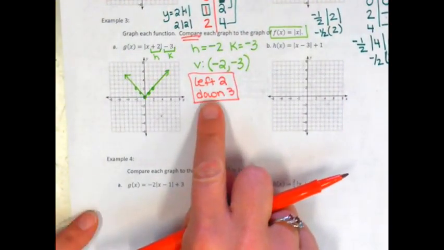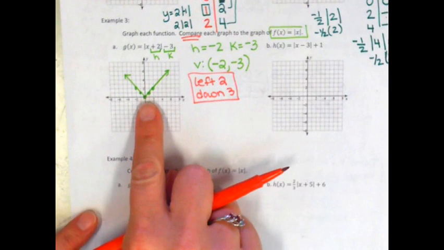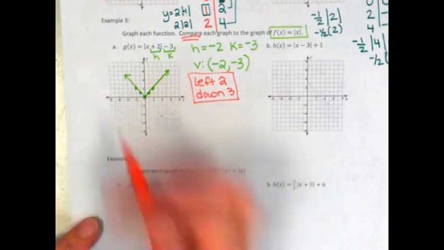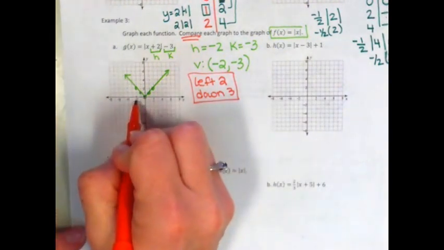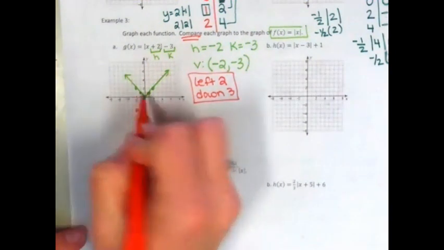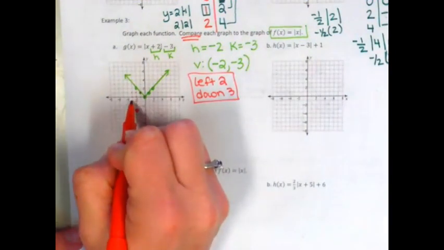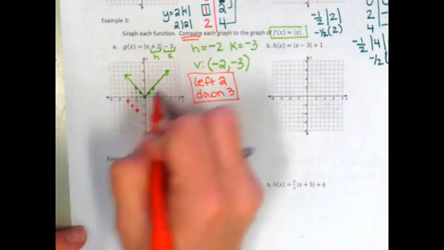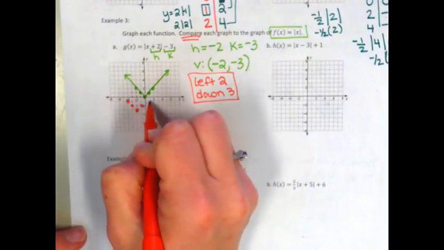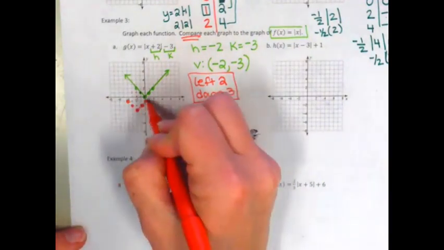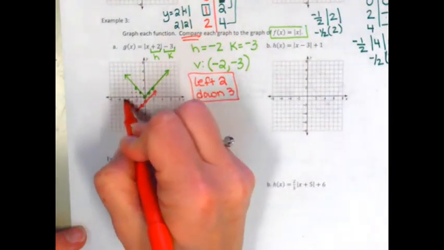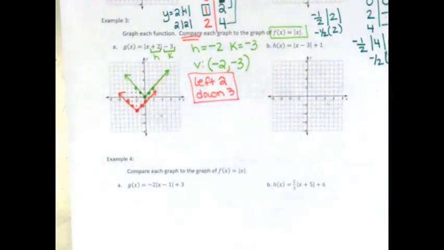Okay, so now, can we just count left 2, down 3 to every point? Yeah. So left 2, down 3. Left 2, down 3. And then can I draw my V? Yeah, and there you go. That's it.